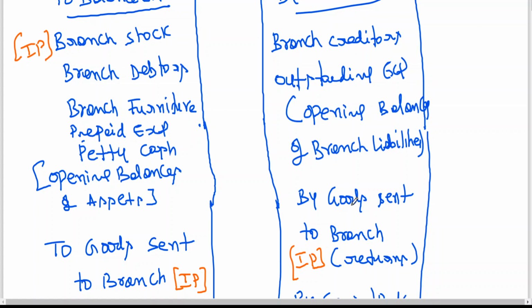In case of manufacturing concerns. Eighth, when the head office meets the branch expenses, the entry is: Branch account at R to cash account or bank account.